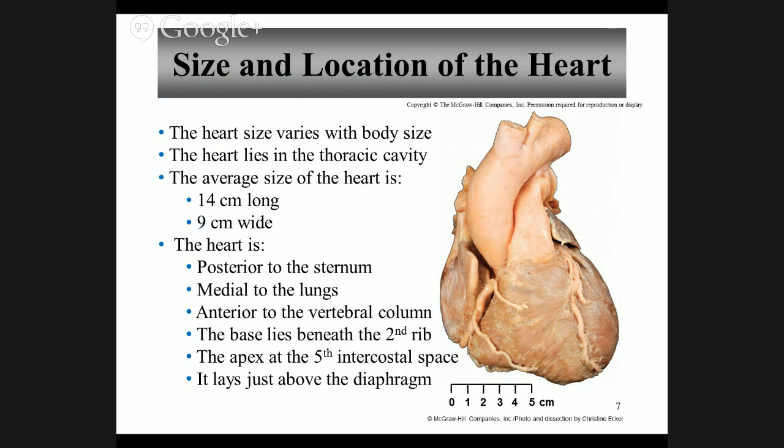A few facts about the size and location of the heart. Heart size varies with the body size. The heart lies in the thoracic cavity. The average size is 14 centimeters long and 9 centimeters wide. It lies posterior to the sternum, medial to the lungs, anterior to the vertebral column. The base lies beneath the second rib, and the apex is at the 5th intercostal space. It lies just above the diaphragm.